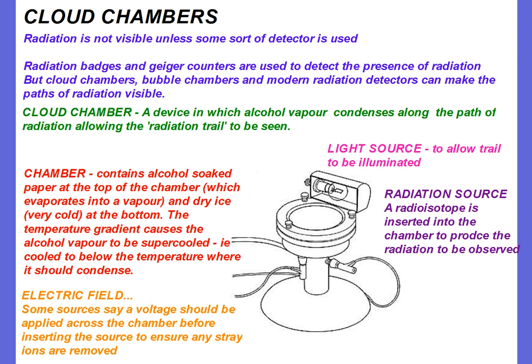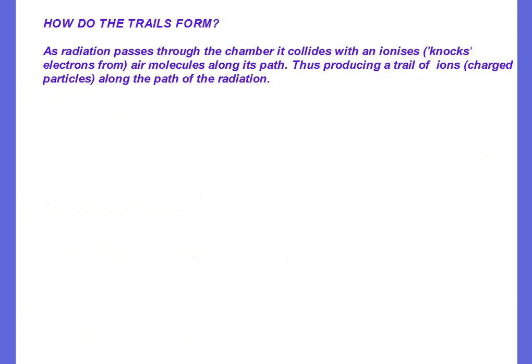And the last thing sometimes people mention in a cloud chamber is an electric field. Some people say you need a very strong electric field across the chamber before you start, the whole point of which is to remove any stray ions in the chamber before you start the experiment. Although that's not mentioned in all sources. The main things I think are the light source, the radiation source, and the chamber having a temperature gradient and alcohol inside. So how do the trails form?